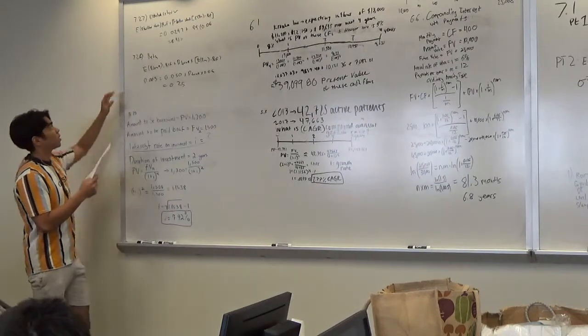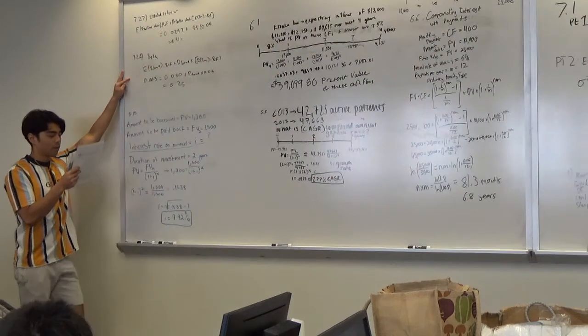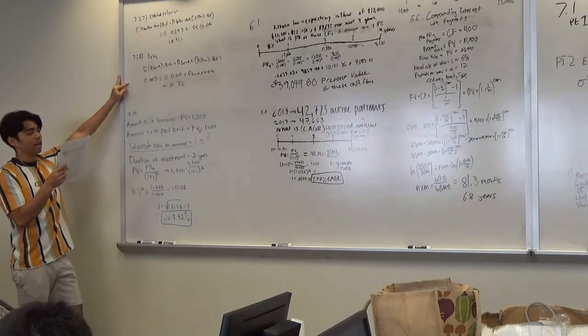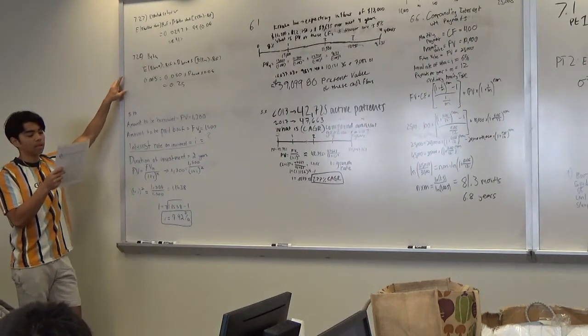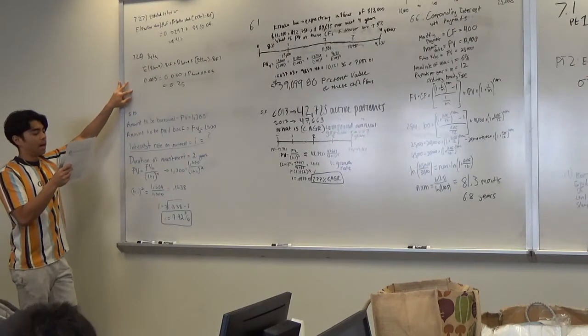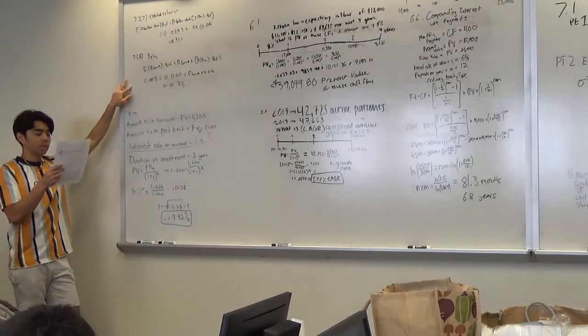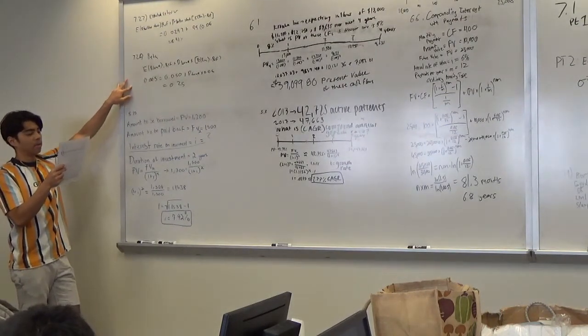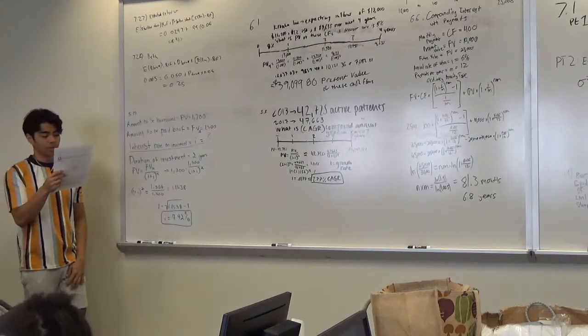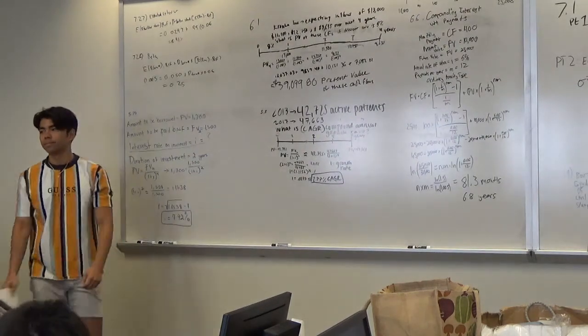For the next question, it's asking for the beta. And to get this, all we have to do is subtract the risk-free rate from the expected return on bonds, and you divide that by the market risk premium, which you get. You get 0.35.